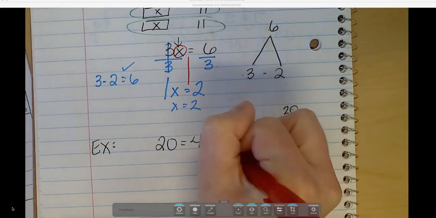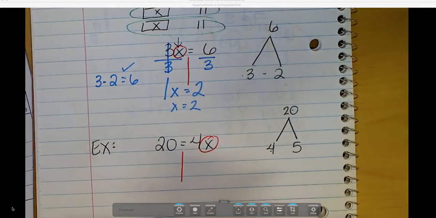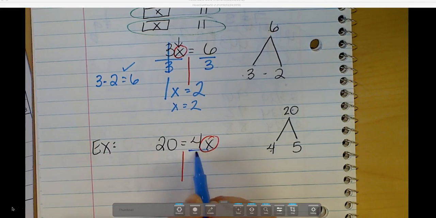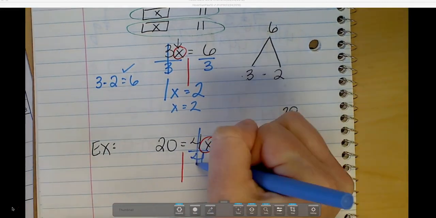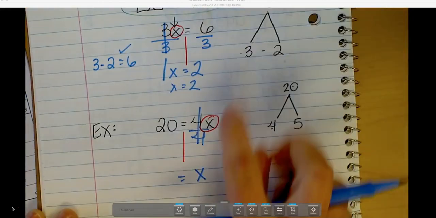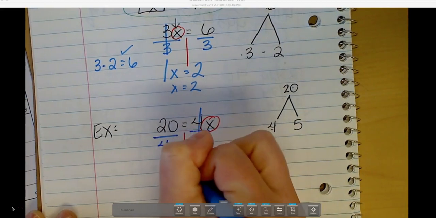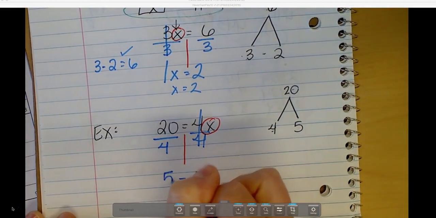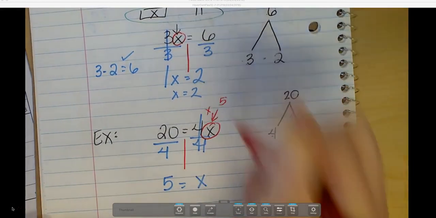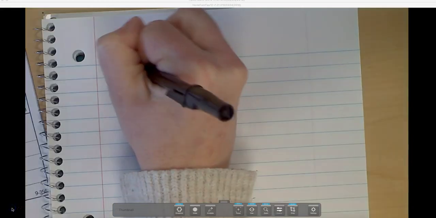Showing our work here, we're going to circle our variable and draw our wall. Yesterday, if they were adding or subtracting, we did the opposite. So today, if they're multiplying or dividing, we're going to do the opposite. The opposite of multiplication is division. If I divide by 4 to get rid of it, it becomes 1, which is what I want. I want to know what just 1x is. But if I divide by 4 on one side, I have to divide by 4 on the other. 20 divided by 4 is 5. A quick check would show me that 4 times 5 is 20.